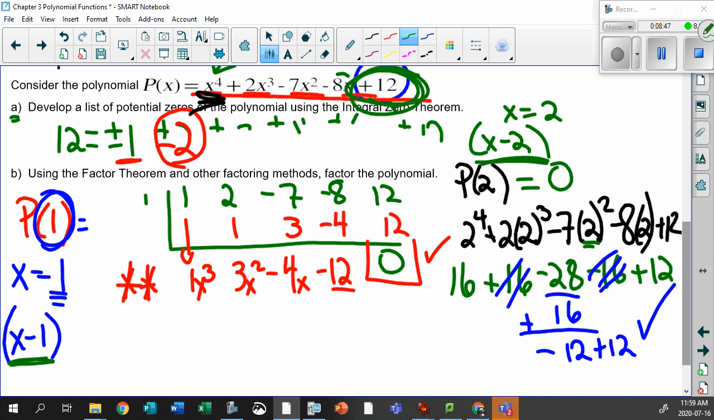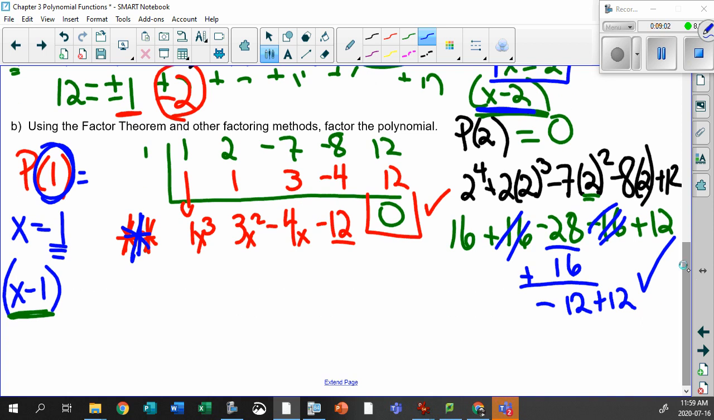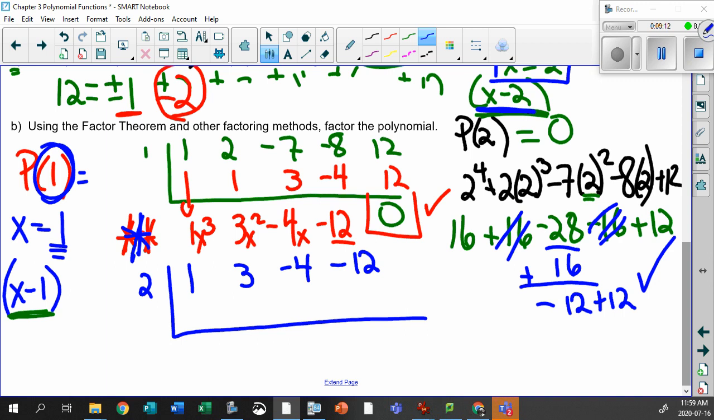Okay, so guess what? I'm going to take this guy right here and I'm going to divide one more time using synthetic division. And remember, when I use synthetic division, it has to be x equals. I don't use a factor, I use x equals. Okay, so let's go. I'm going to go to this guy. I'm going to put down my factor of 2. Check this out. 1, 3, minus 4, minus 12. That better give us a 0, we hope.